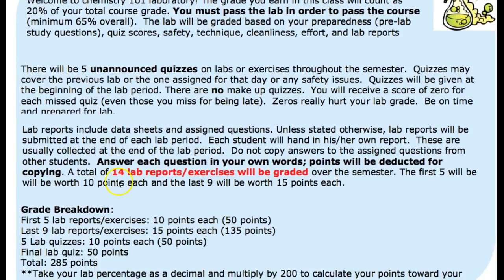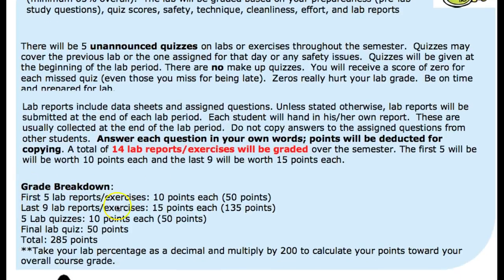We're going to have 14 lab reports and exercises that will be graded. You're going to be turning in everything, but I'm only going to grade 14 of those lab reports and exercises. The first 5 of those labs will be worth 10 points each. As we move on throughout the semester, the last 9 labs will be worth 15 points each, so a little bit more. Your quizzes will be worth 10 points each, and at the very end of the semester, we'll have a final lab quiz, but we'll go into a lot more detail about what's going to be on that when we get to that point later on in the semester.